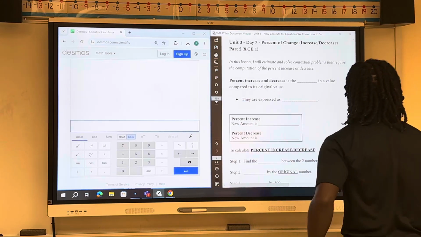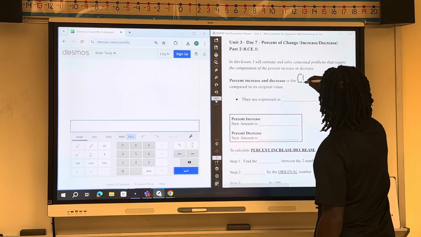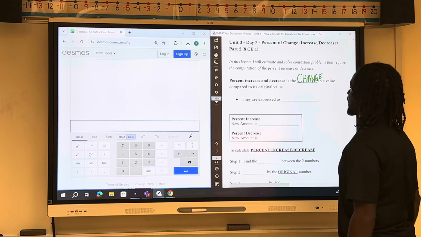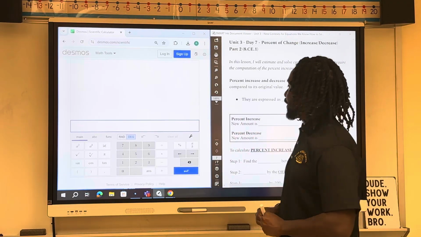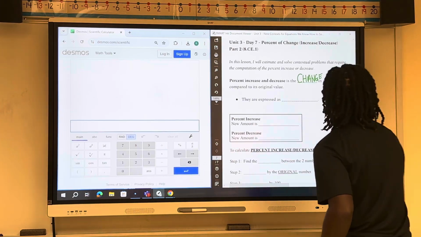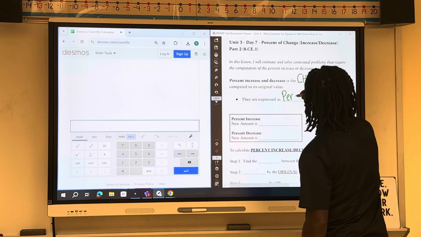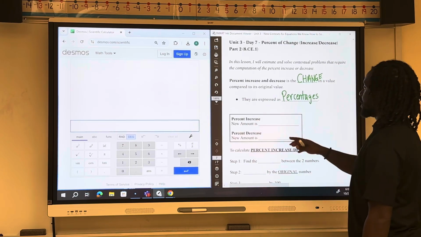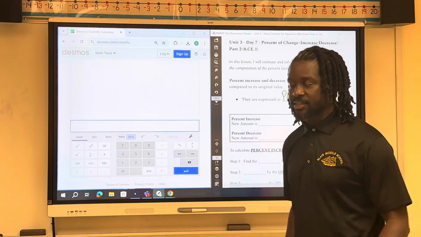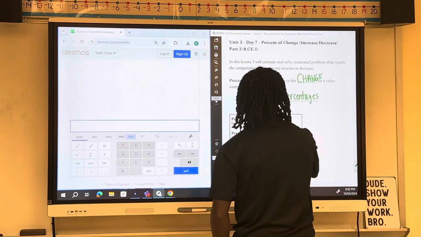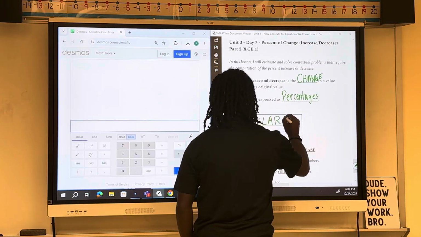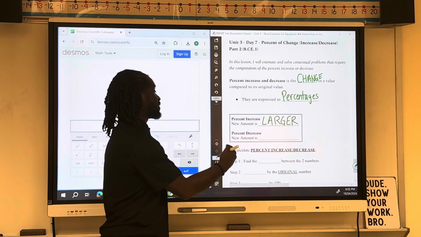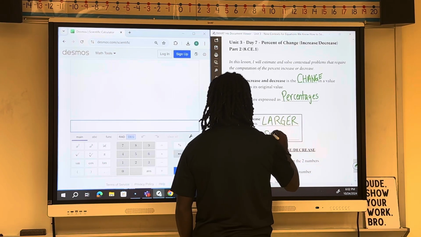So percent increase and decrease is the change in a value compared to its original value, okay? And they are expressed as percentages. All right? So when you have a percent increase, the new amount is always going to be larger than the original amount. And for percent decrease, it is smaller.